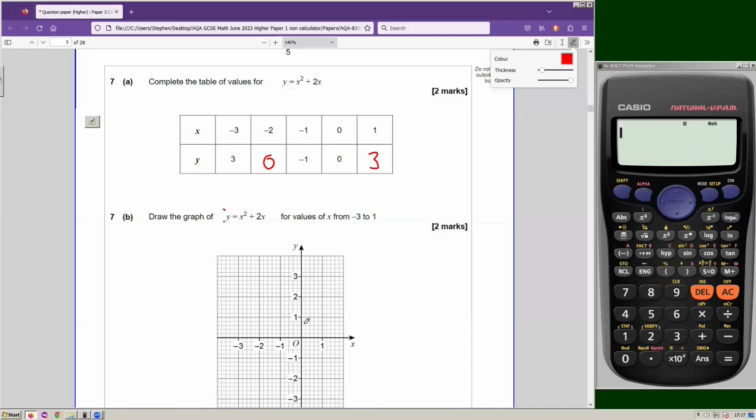Okay, so at minus 3, we've got 3. At minus 2, we've got 0. At minus 1, we've got minus 1. At 0, we've got 0. And at 1, we've got 3.